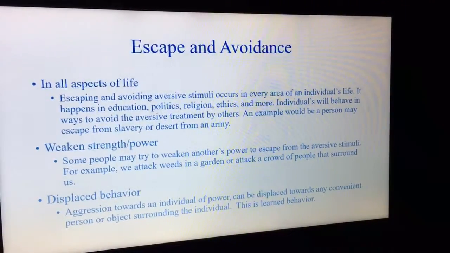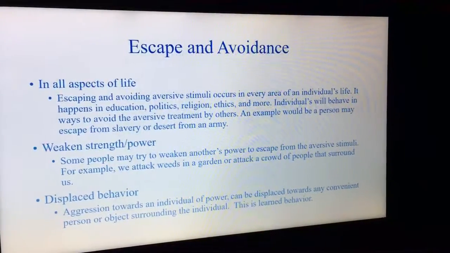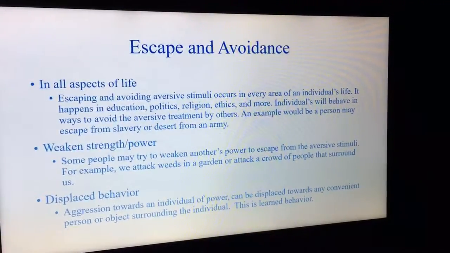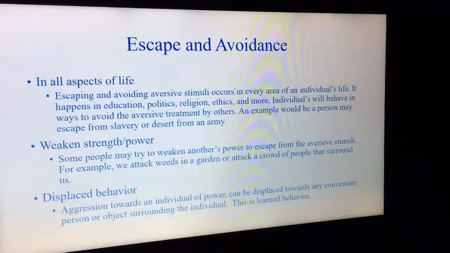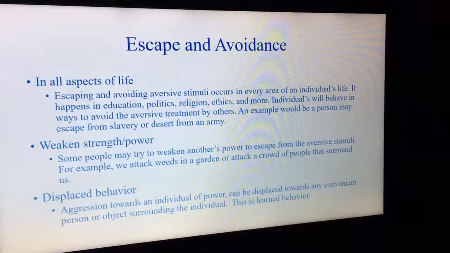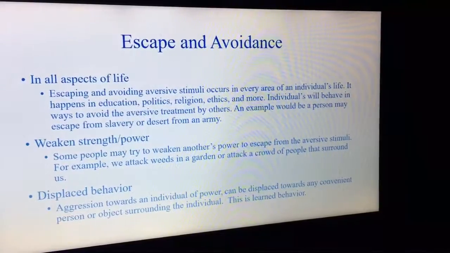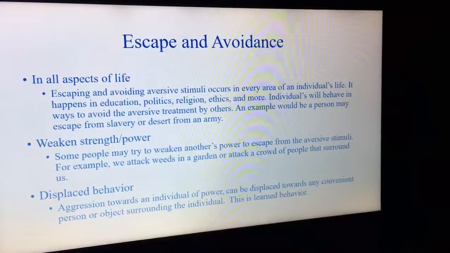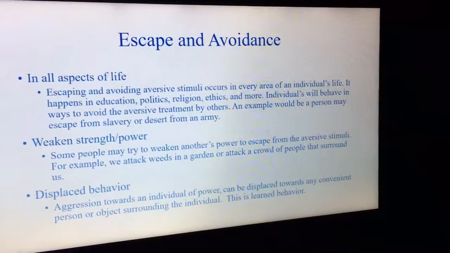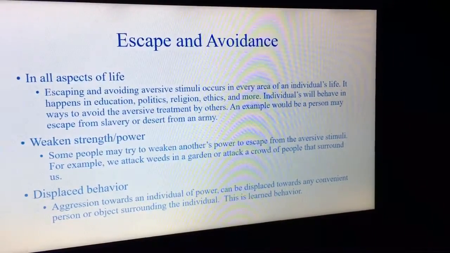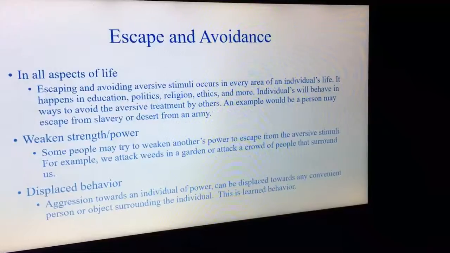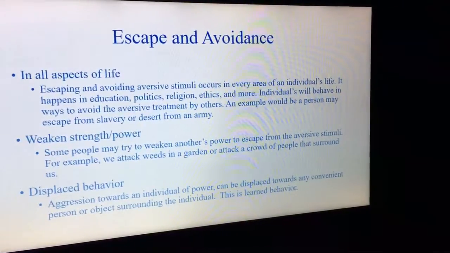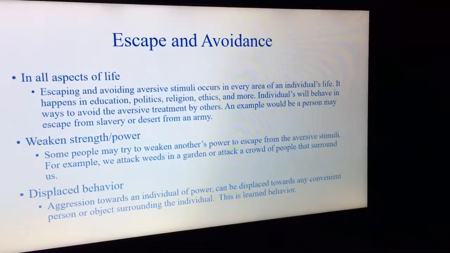Individuals will behave in ways to avoid the aversive treatment by others. An example would be a person may escape from slavery or desert from an army. Some people may try to weaken another's power to escape from the aversive stimuli. For example, we attack weeds in a garden or attack a crowd of people that surround us. There's also displaced behavior, which is aggression towards an individual of power that can be displaced towards any convenient person or object surrounding the individual. This is learned behavior.